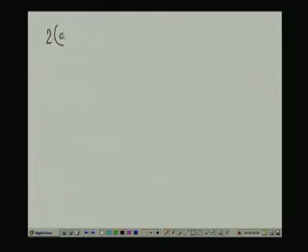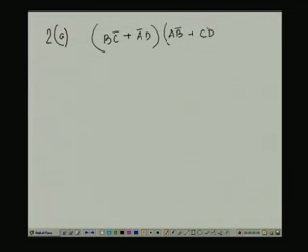Question number 2a, (B C bar plus A bar D) into (A B bar plus C D bar). Say this is my function f. Now, I have to compute the complement.